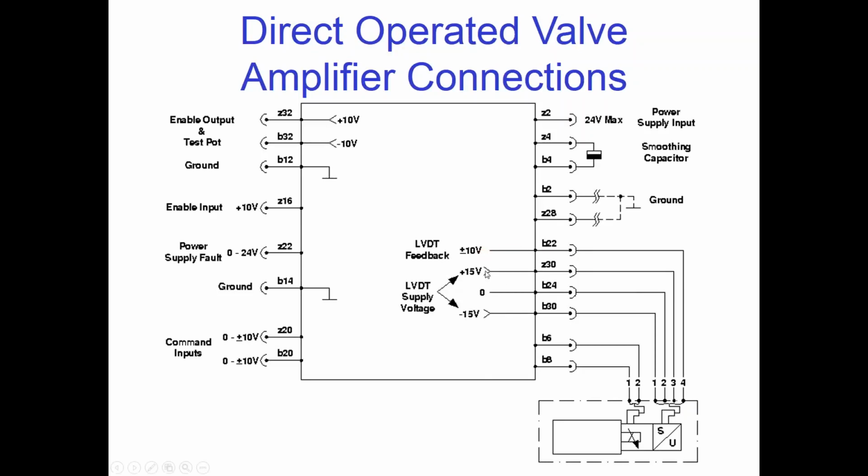And then the supply voltage that we apply, we've got a positive 15 at Z30, negative 15 at B30, and 0 at B24. And this is the current that we develop in the coil here at B6 and B8. That's where we can measure the current.